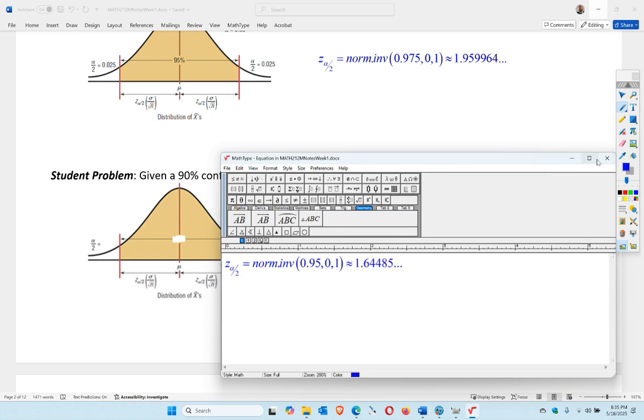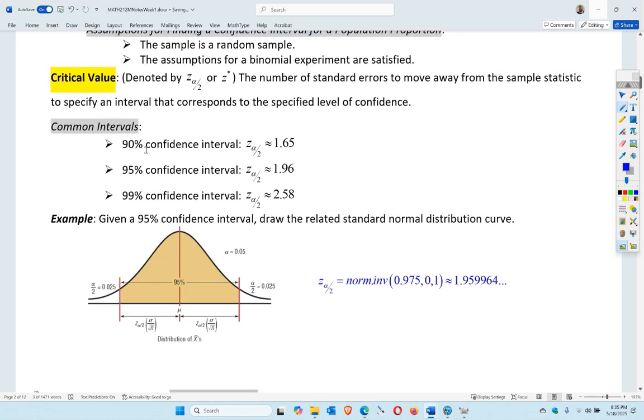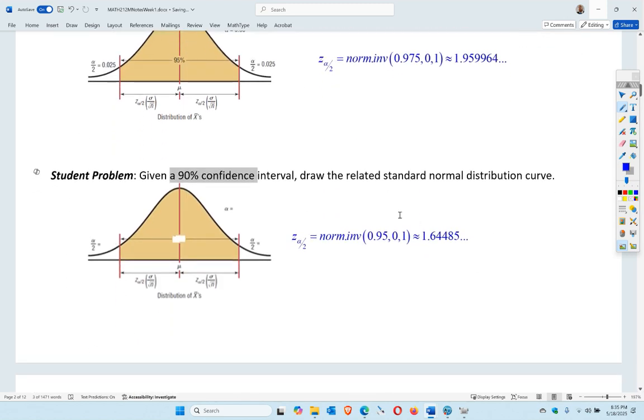1.64485. It keeps going, but that's irrelevant. So 90% confidence, right? That was 1.65 according to the book. We got 1.64485, right? So you're not going to estimate the values. You're going to use the values out to 20 places, wherever it goes to, that the spreadsheet gives you when you do it. Okay. If you remember, there's 2 z values in this, right?